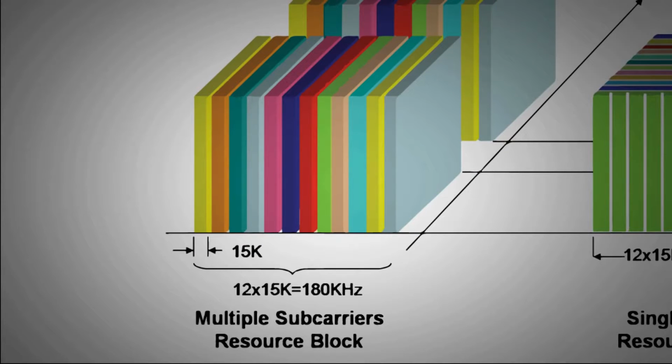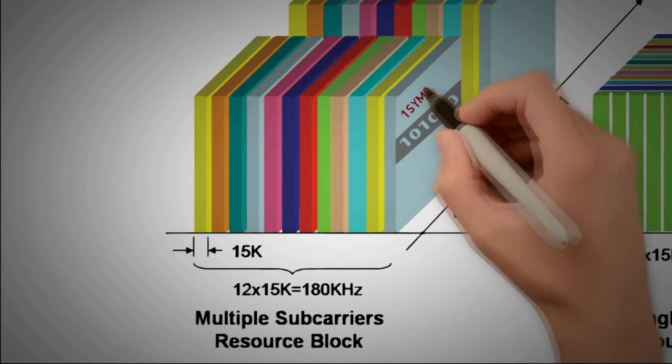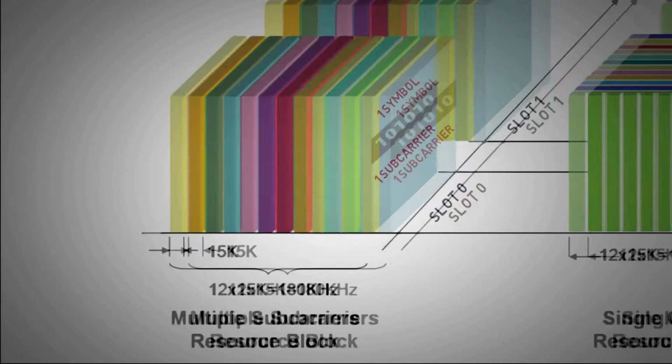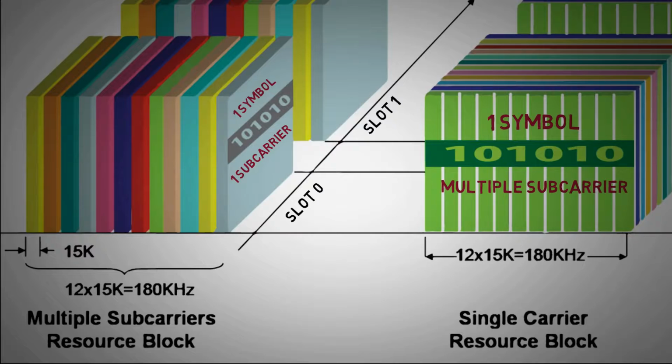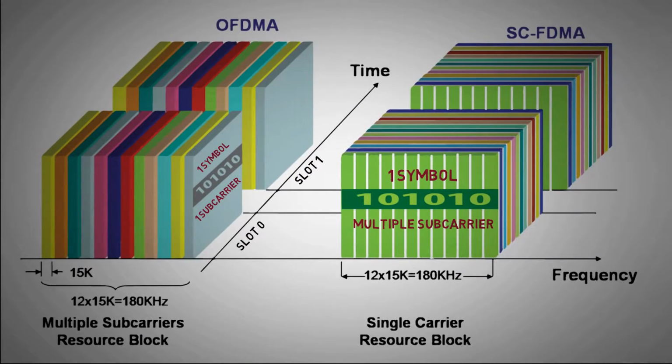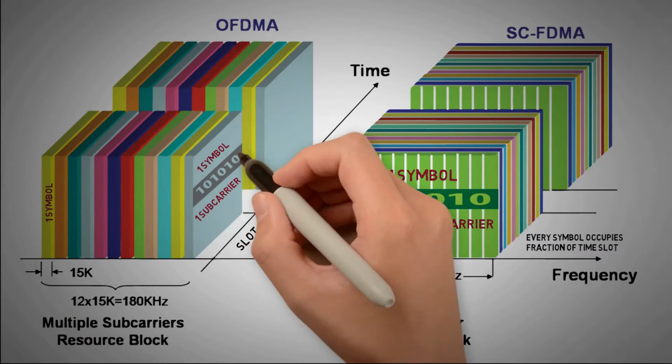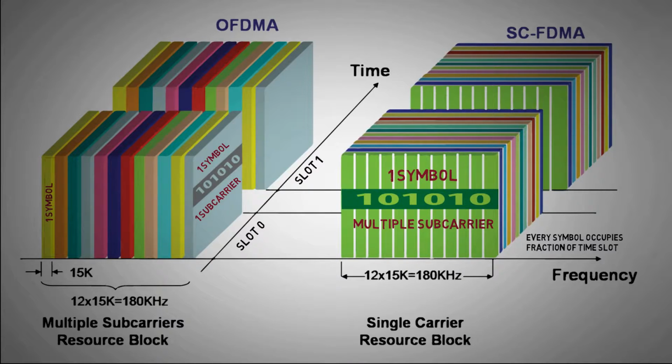In OFDMA, we have a one-to-one mapping between symbol and subcarrier, but SC-FDMA allows a symbol to be transmitted in parts over multiple subcarriers. For example, in OFDMA one symbol occupies one subcarrier of 15 kHz, but in SC-FDMA, the same symbol is distributed among multiple subcarriers of 15 kHz. In short, SC-FDMA behaves like a single carrier system with short symbol duration compared to OFDMA.